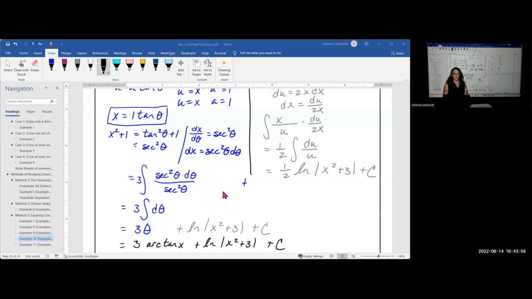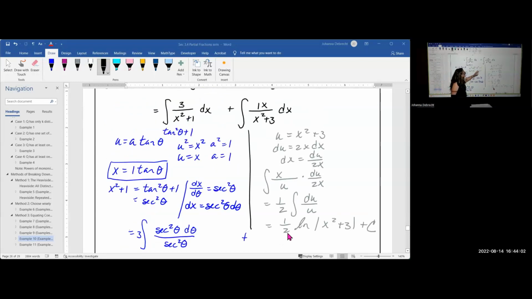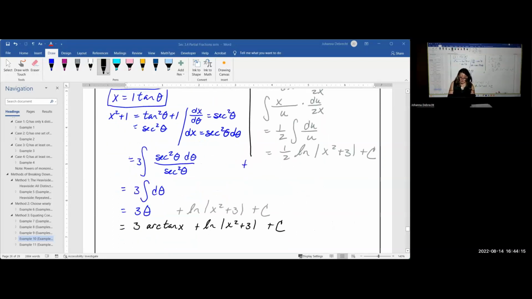What about the other one that we needed to do? Well, that's just basic u substitution. Looking at this, u is the denominator, find du, solve for it, 1 over u du, 1/2 the natural log of x squared plus 3, and then we have our constant of integration. So this completes the integration of that original rather complicated rational expression done using the method of decomposition with partial fractions.